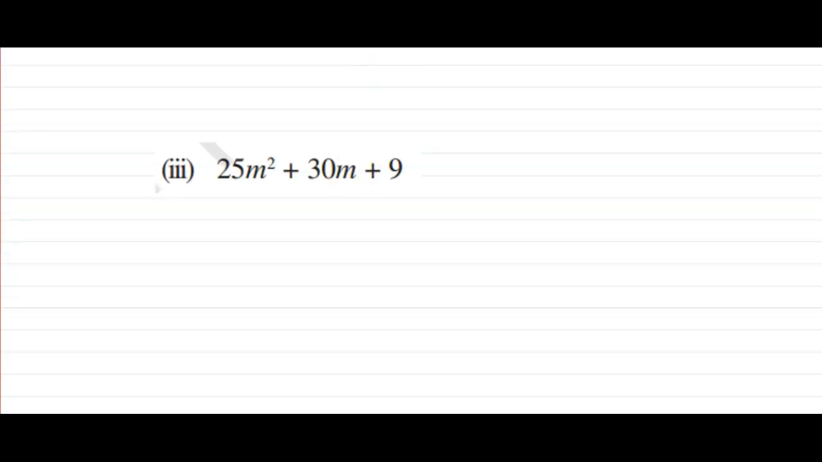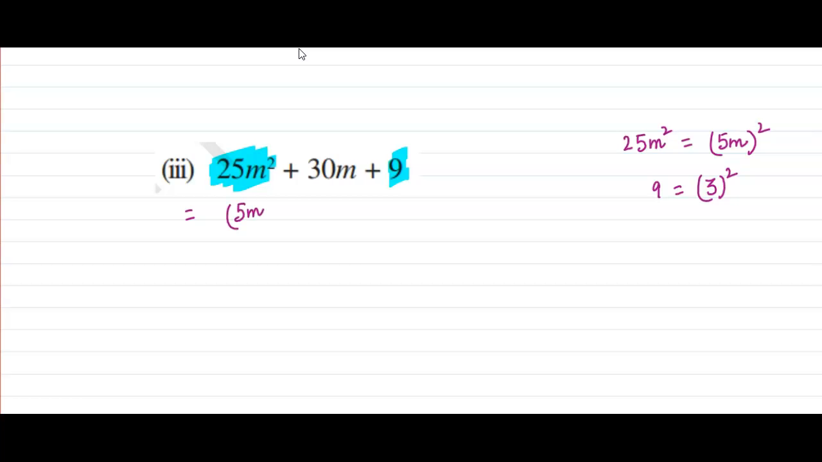Again, look at 25m square and 9. Both of these are perfect squares. 25m square can be written as (5m) whole square, and 9 can be written as 3 square. So let's put it over there: (5m) whole square, then 3 whole square.